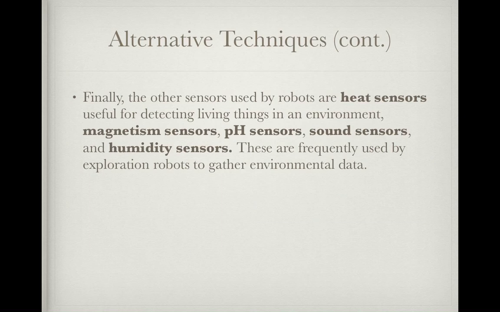Other sensors used by robots, which are less common but still viable, are heat sensors, which are useful for detecting living things, and magnetism, pH, sound, and humidity sensors, which are all commonly used by exploration robots to gather environmental data.